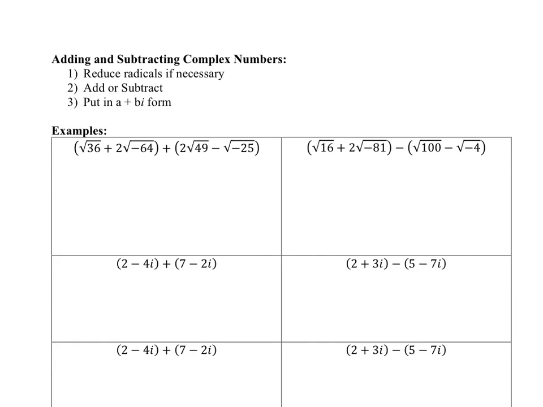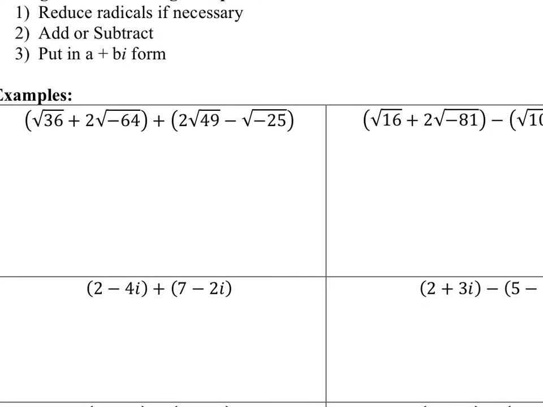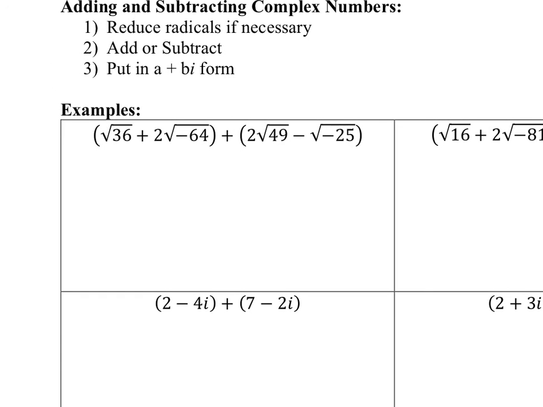Alright, so for this one here, these are all perfect squares. I can just see that now. Hopefully by this point you can see that. So I'm simply going to add 6 plus, and this is 2i, radical 64. If you want to just do that, that's fantastic. But you need to get rid of that negative because it is very confusing if you don't.